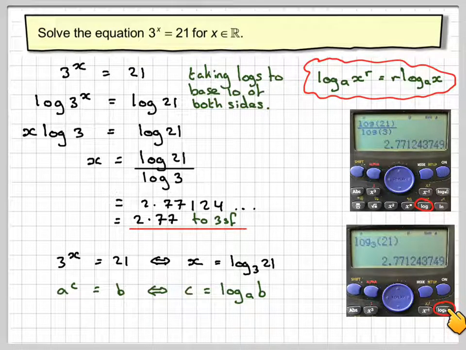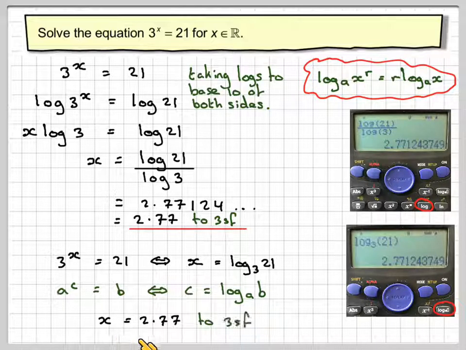This time we use this button, which is found just up here. Log, there's a space, another space, and then we write log 3, and then in the brackets we put 21, and again that gives me the answer: x is equal to 2.77 to three significant figures. So obviously this is a much easier method than the first method, but the first method is useful when the power is more complicated, which I might show you in a later example.